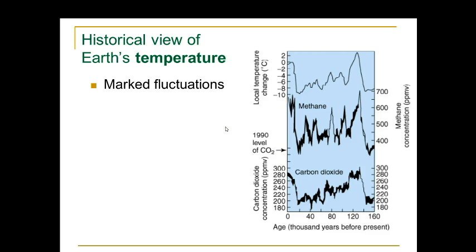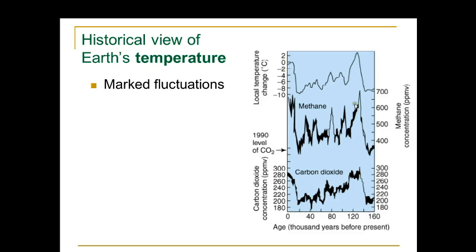We can go back further and get a historical view of the Earth's temperature. We can get this from looking at the fossil record, rock records, ice cores, many different things. The top graph here shows the local temperature change in degrees Celsius. You can see it fluctuates pretty well. The middle graph here is methane concentration, which is on the right axis here. Also has fluctuated a lot. And the bottom graph here is carbon dioxide. And the bottom axis is age in thousands of years before the present. So 0 would be today, because that would be 0 years before present.